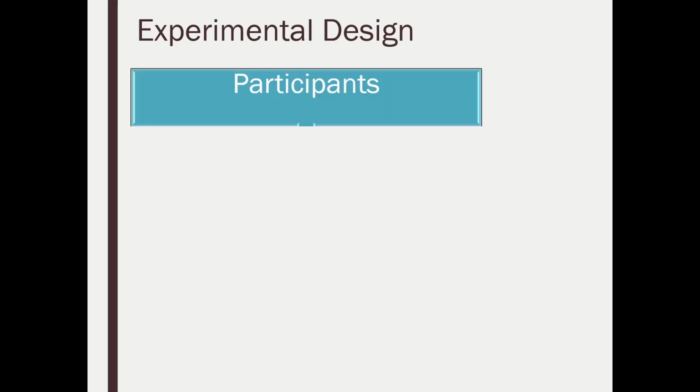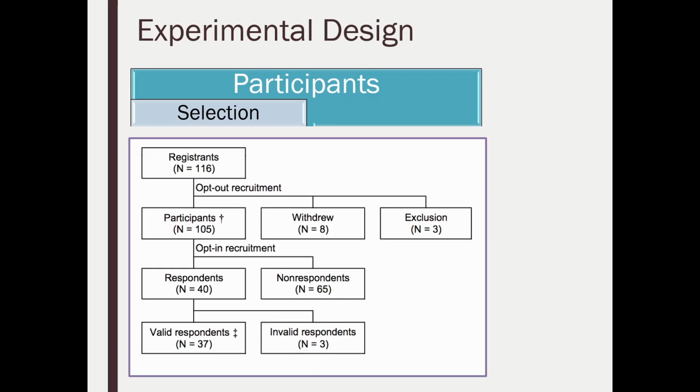So first off, I'm going to just introduce the concepts that I'm going to be covering in this chapter. And they are all part of experimental design. So first off, we have to consider our participants. Where are we going to recruit them? How are we going to decide who's going to participate? Things like that.